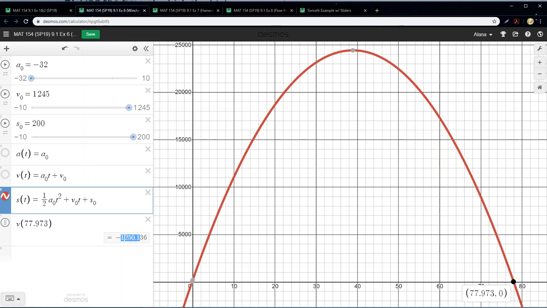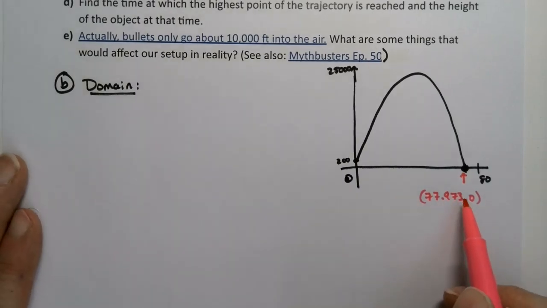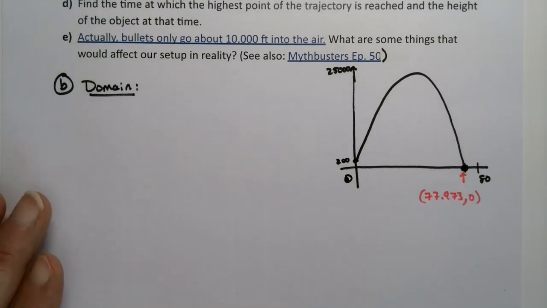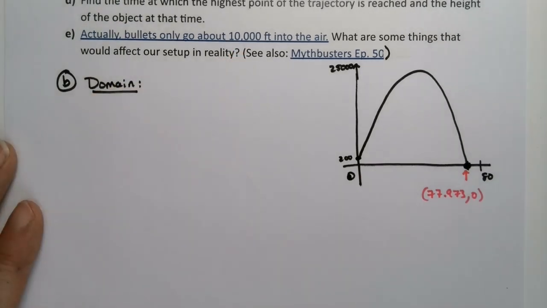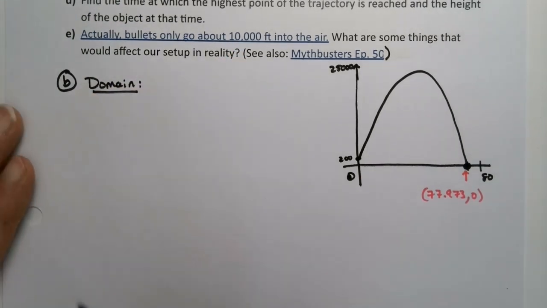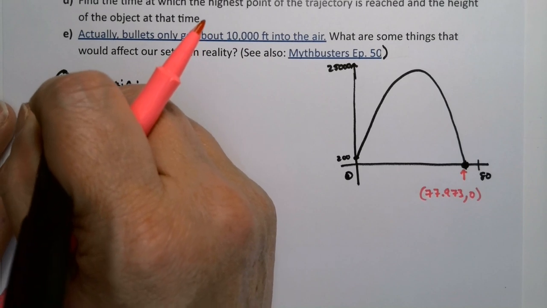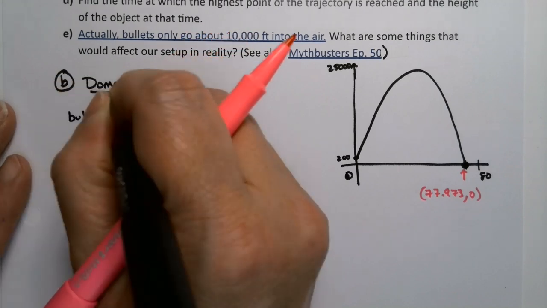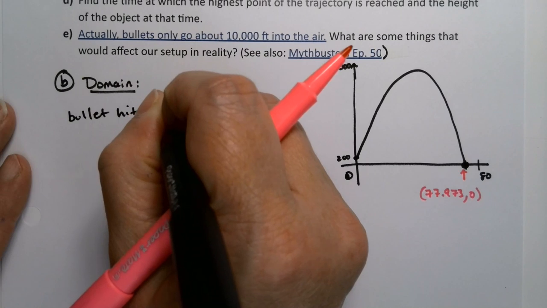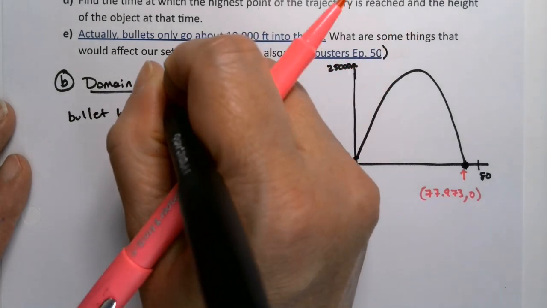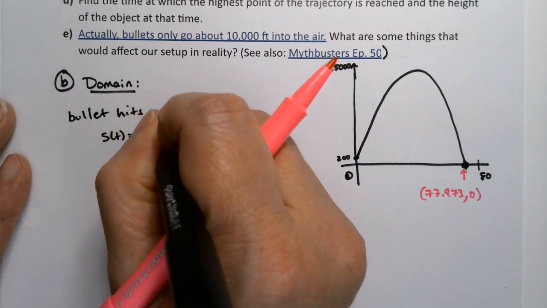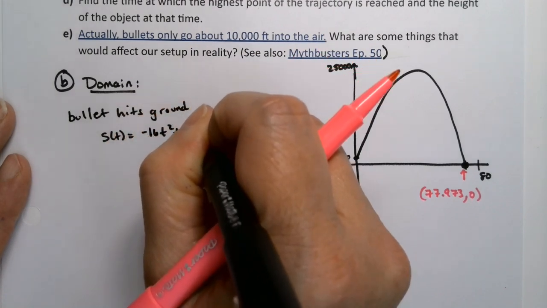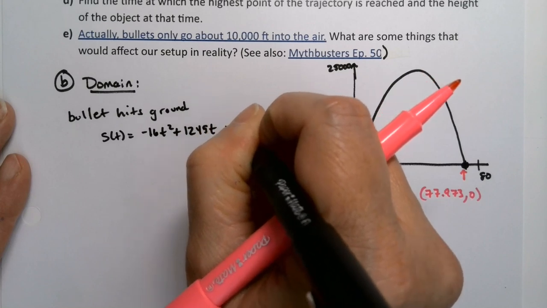And I'm going to use it. All right, so 77.973. That means that the bullet hits the ground 77.973 seconds later. And again, no, that's not realistic. That's not the point. All right, so the bullet hits the ground when S of t, which is equal to negative 16t squared plus 1245t plus 200, equals 0.